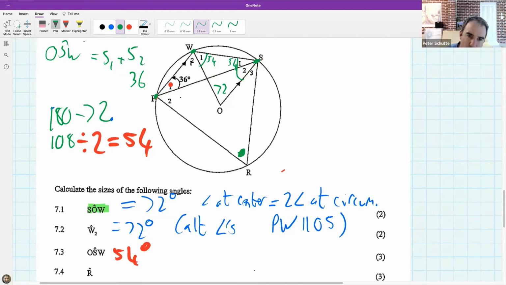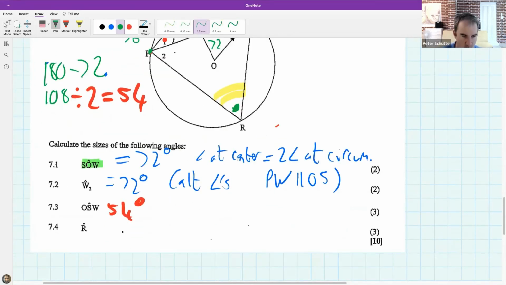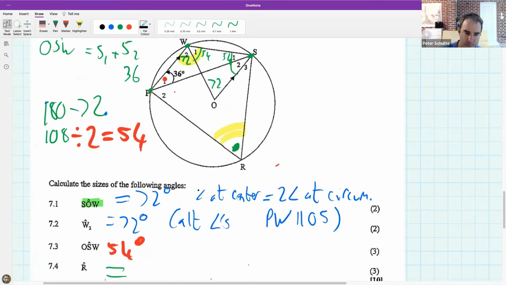Oh, we worked out W2 at 72. So we know that this angle over here and this angle over here are opposite angles in a cyclic quad, which means they add up to 180. Kiribono, I think you're with us there. Let's just make sure we know what that means.